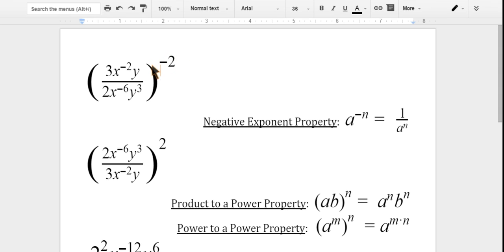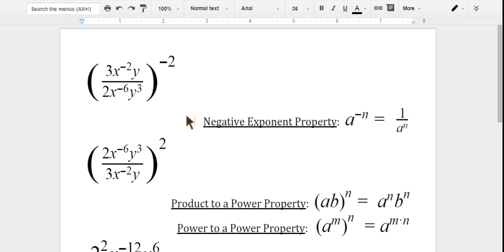Because we have a negative exponent here, we are first able to use the negative exponent property, which says whenever I have a base with a negative exponent, I can reciprocate or flip it. So rather than writing it as a to the negative n over 1, I can write it as 1 over a to the positive n. Notice that when we reciprocate, the exponent becomes positive.